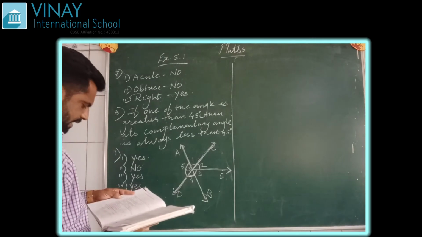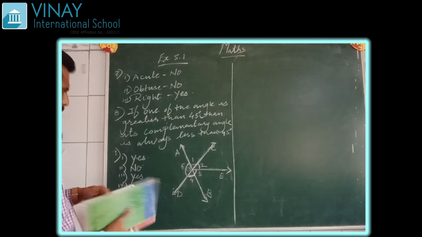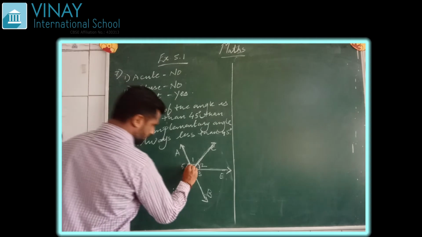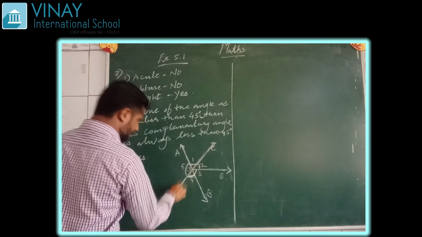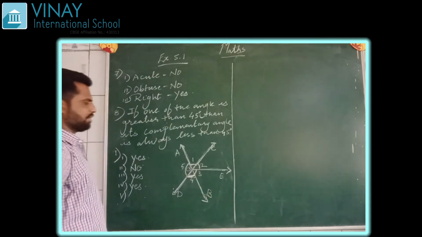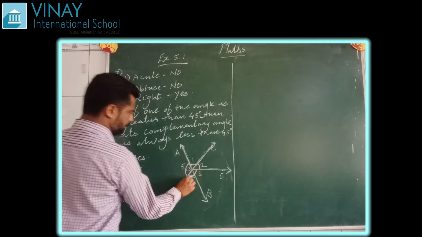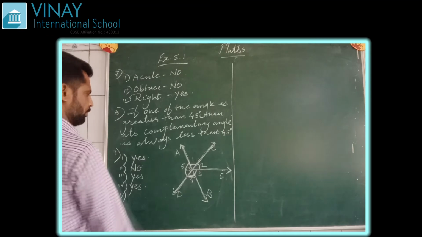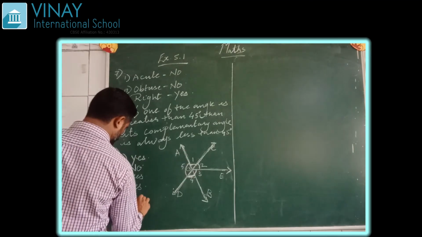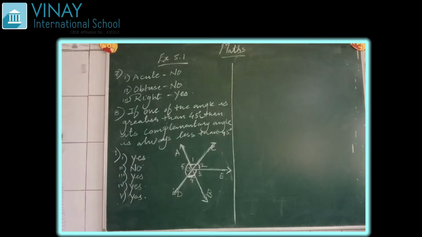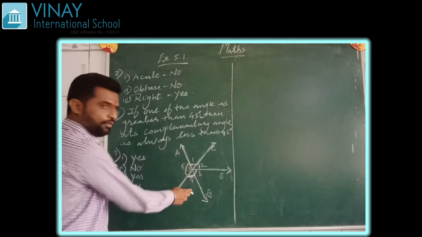Question number 5 is, is angle 1 vertically opposite to angle 4? This angle 1 is vertically opposite, yes, because these two lines are intersecting each other and these are the opposite angles of these two. So we can say that angle 1 is vertically opposite angle to angle 4.